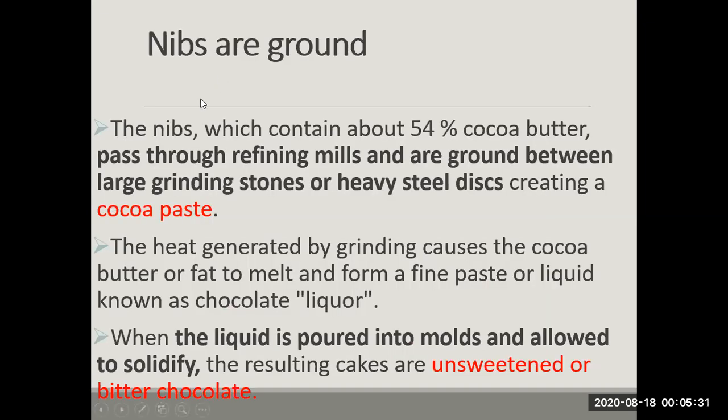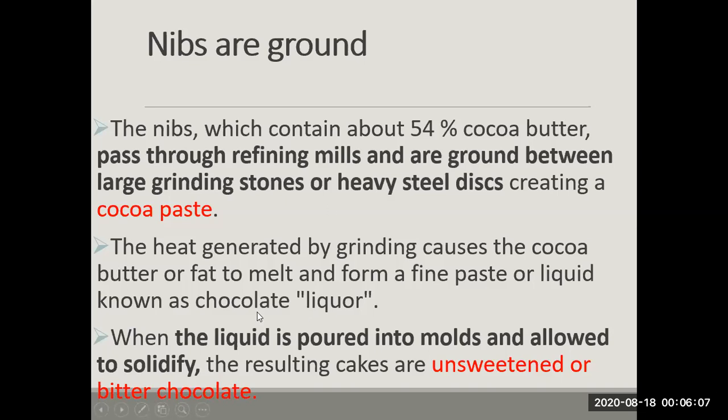And after removing the shells, the nibs, or the beans, contain 54% cocoa butter, as you know from our previous class. And then it passes through refining mills that grind the nibs, and there are some heavy steels there grinding the nibs. Okay, and then here the cocoa paste is produced. The heat is generated from the grinders. It melts down all of the butter contained in the nibs.